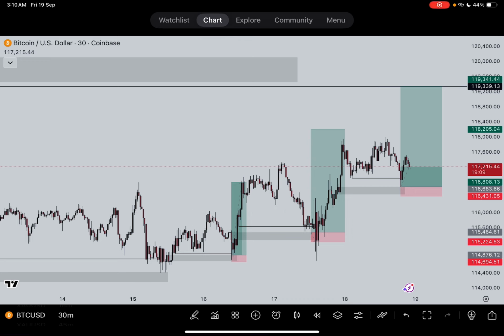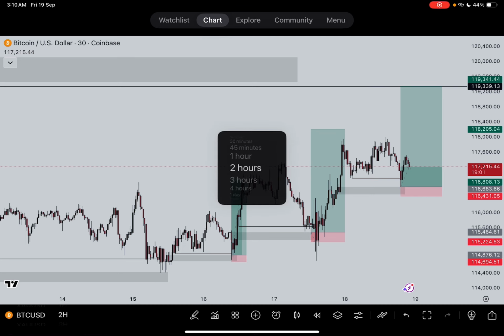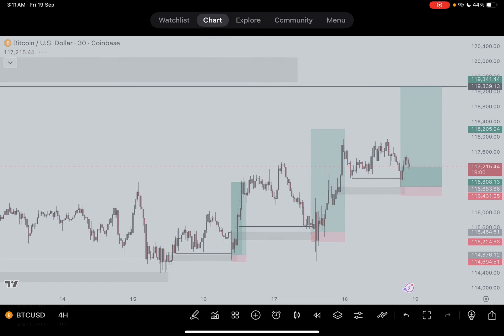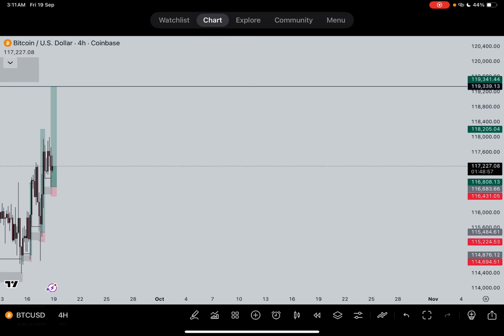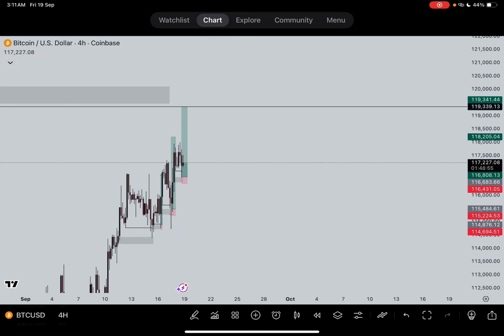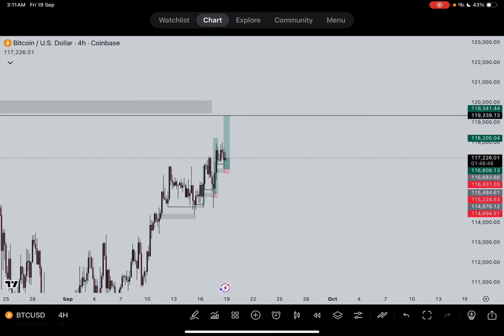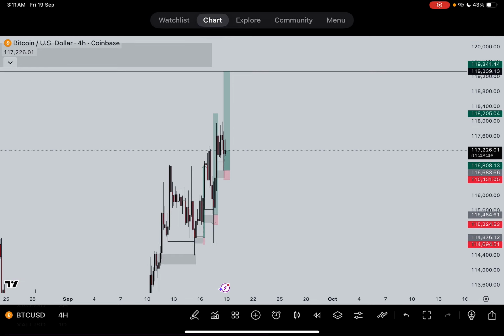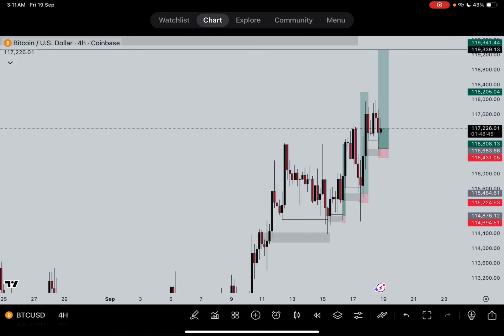Now let's quickly go. What I trade is market structure, liquidity, and POI. So what I basically do first is go to the higher time frame to see what price is doing, either the 1 hour, the 4 hours, or the daily time frame, to get the whole concept of what price is doing. Now this is BTC USD on the 4 hours time frame.